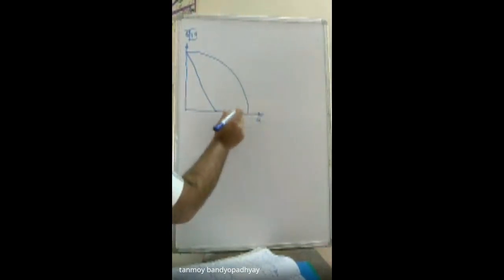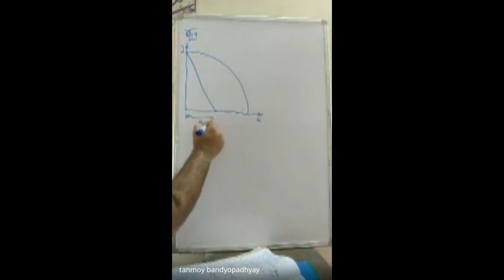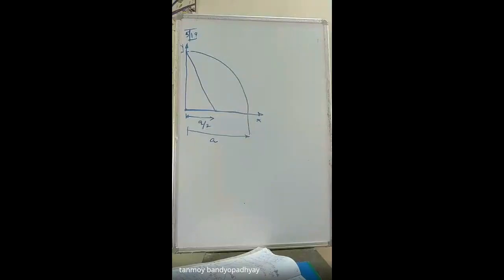So this one is the x-axis, this one is the y-axis. So this one is a by 2 and this one is small a. ঠিক আছে? So you have to determine the x and the y coordinates of the centroid of the shaded area.